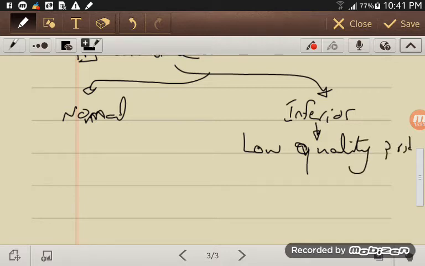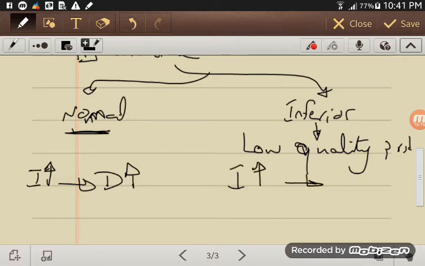So if income increases, I stands for income, and the commodity is normal, you are going to demand more. While if income increases and the commodity is inferior, you are going to demand less, as this is a low quality product, so you are not going to buy more of this commodity.